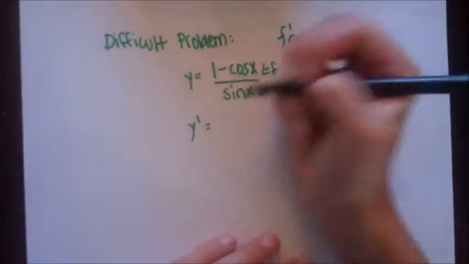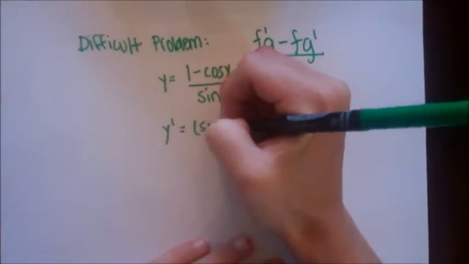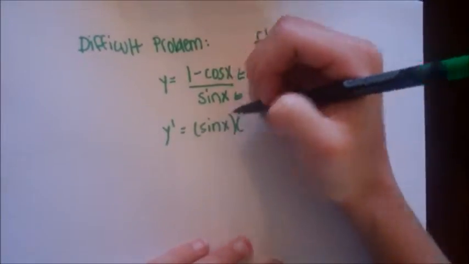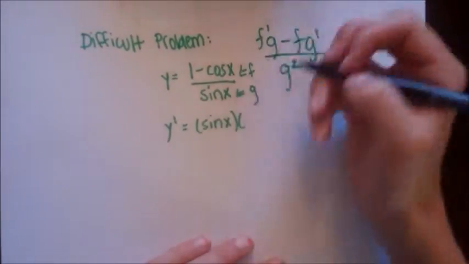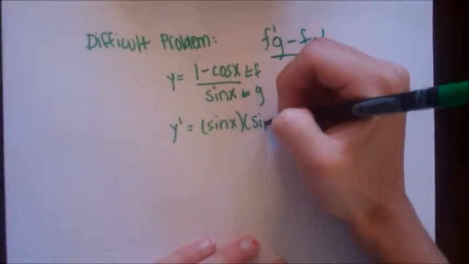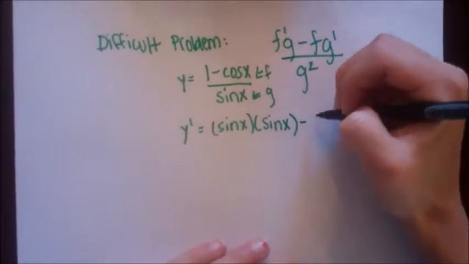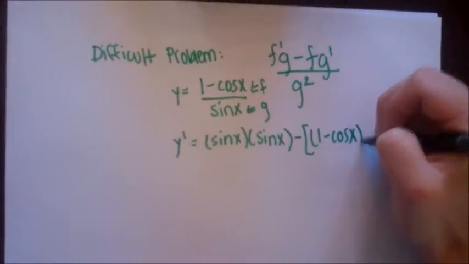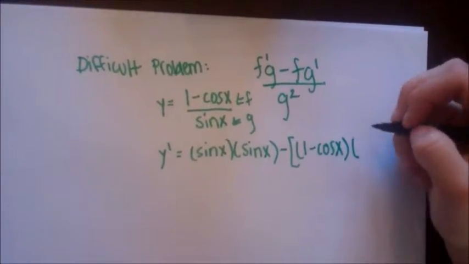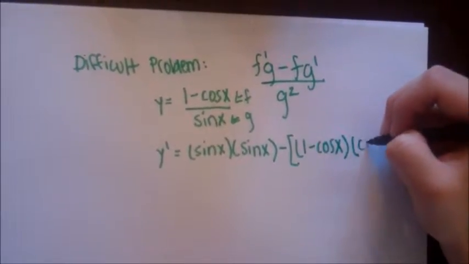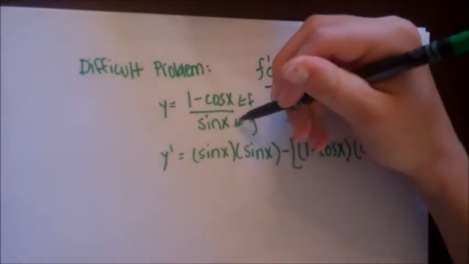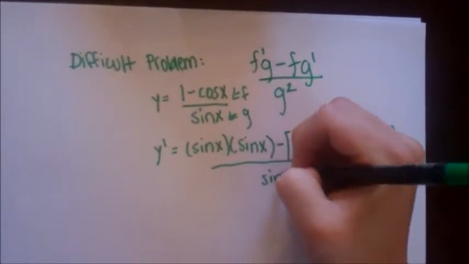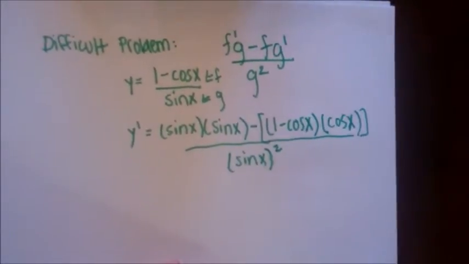Okay, to take the derivative, we multiply sine x, which is the derivative of negative cosine x, times sine x, the bottom, minus the first function, 1 minus cosine x, times the derivative of the bottom function, and the derivative of sine is cosine x, all over sine x squared.